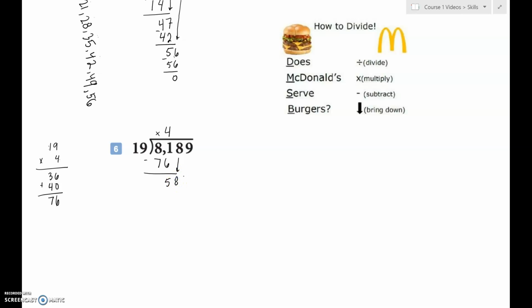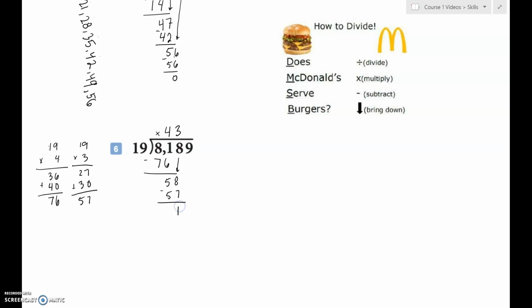So 19 goes into 58. Again, 19 is really close to 20, and 58 is really close to 60. So how many times does 20 go into 60? 3 would be a really good guess here. So 19 times 3. 19 times 4 was that. So 19 times 3, 9 times 3 is 27, and 3 times 10 is 30. So 57.